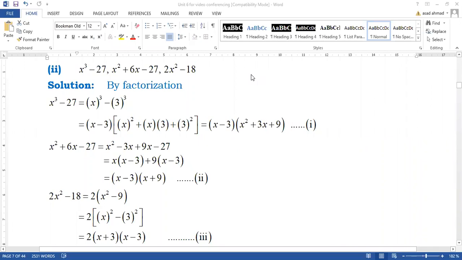Now, I have taken another example to explain further. If you are provided these three terms and you have to factorize the given terms, how will you proceed? If you take up the first part, x cubed minus 27, you have to consider what is the formula for factorization of this type of expression. This is a very simple example. You can see that this is the formula of a raised to power 3 minus b raised to power 3.